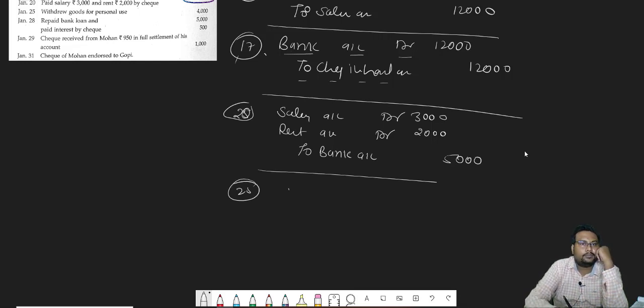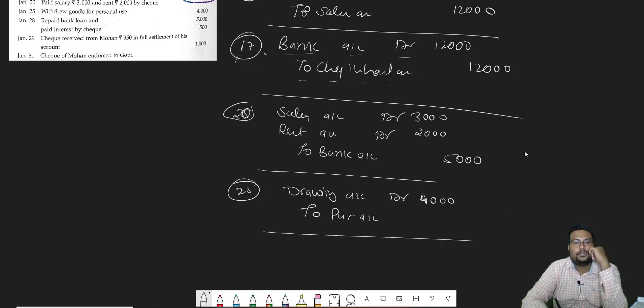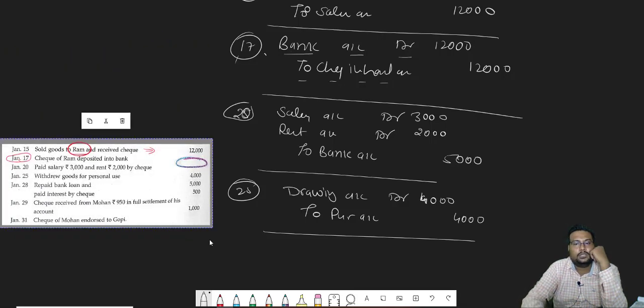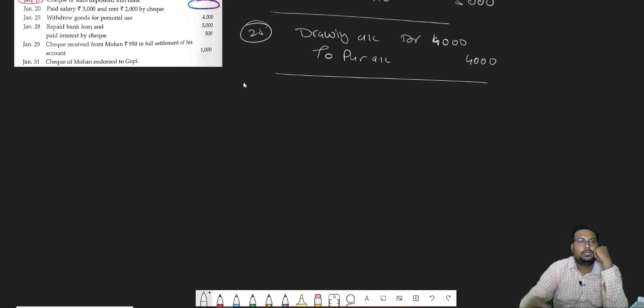Now January 25, withdraw goods for personal use. So when it is personal use, then it will be drawing account debit, how much? 4,000. To, it is withdrawal of goods, so to purchase account, how much? 4,000. And now January 28.